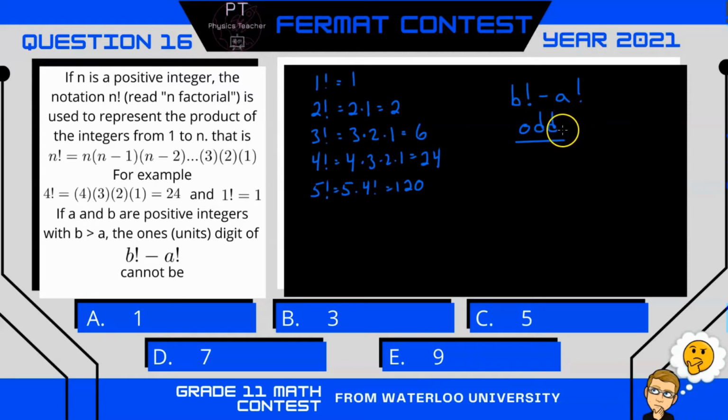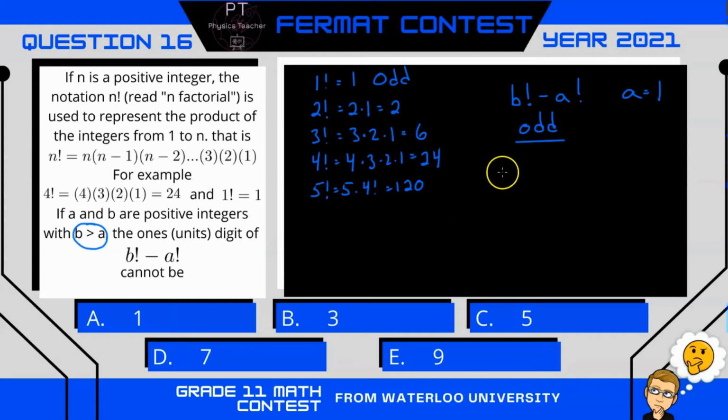Well, the only odd factorial is going to be 1 factorial. Everything after that is divisible by 2, so it's even. And since B must be greater than A, that means A must be 1. So A is 1. That's going to be our odd factorial. B will have to be our even factorial, which is anything beyond that.